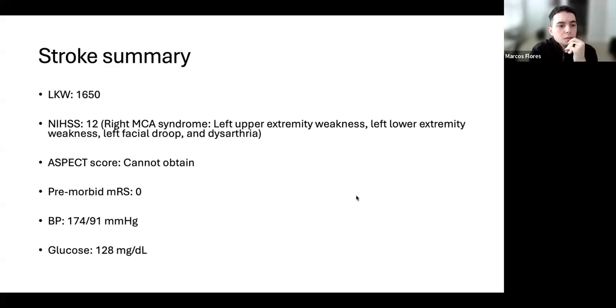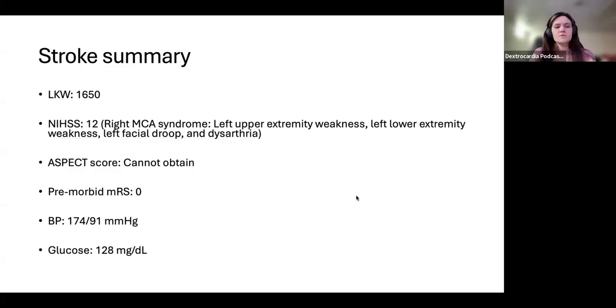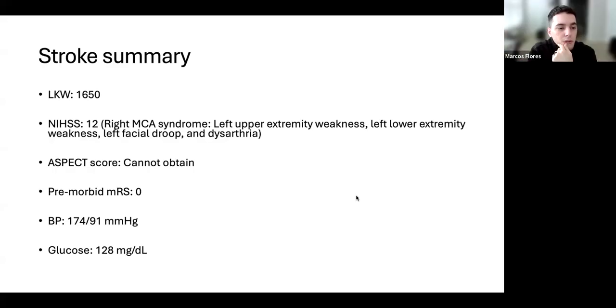Sorry to interrupt. Just staying on this slide, last known well was 1650, but when he arrived, 1720. So yeah, it was less than an hour. Can anyone tell me what is the window that we're thinking for TPA or TNK? We use TNK now.